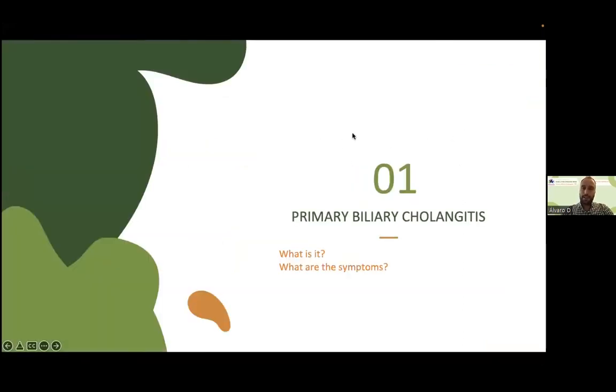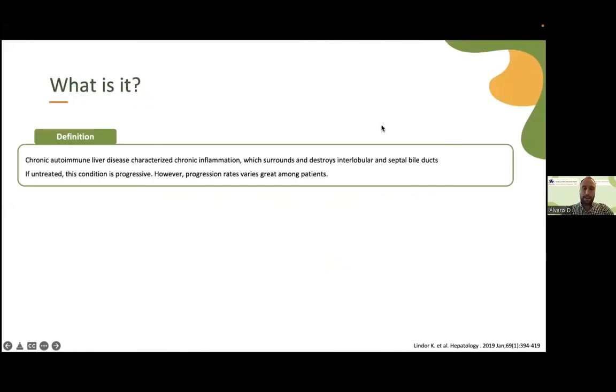First, let's start with the definition of the disease. Primary biliary cholangitis is a chronic autoimmune liver disease characterized by chronic inflammation which surrounds and destroys interlobal and septal bile ducts. If untreated, this condition is progressive and progression rates vary greatly among patients. This is the difficult definition of the disease, and we will explain it in a more simple way in the upcoming slides. Is it frequent?